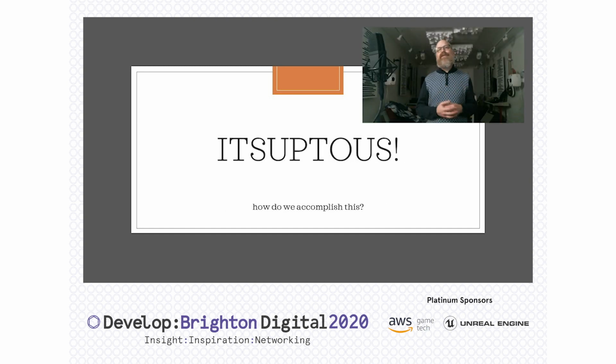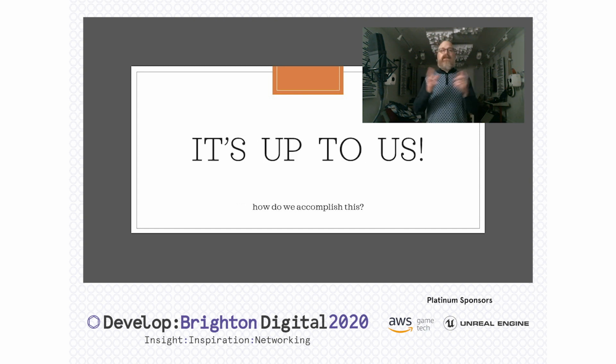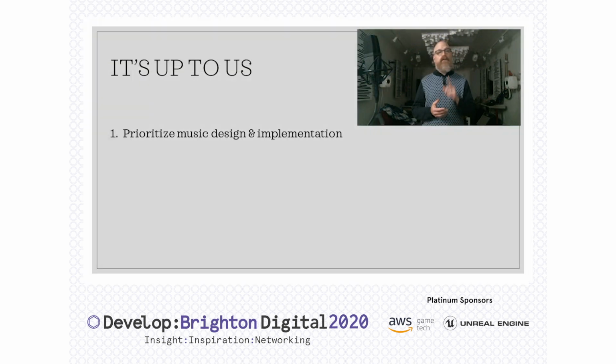So how do we accomplish this modest goal for our community? Well, it's up to us. It's up to all of us collectively, audio directors, composers, but also game directors and designers, to insist on a few things. First, prioritize music design and implementation for your game in line with how other aspects of music production are prioritized, and budget time and money for it accordingly. The in-game music score is only as strong as its weakest link, which often ends up being design and integration.